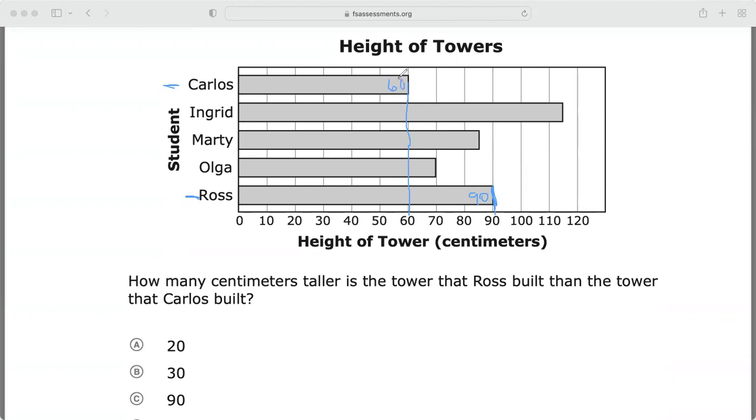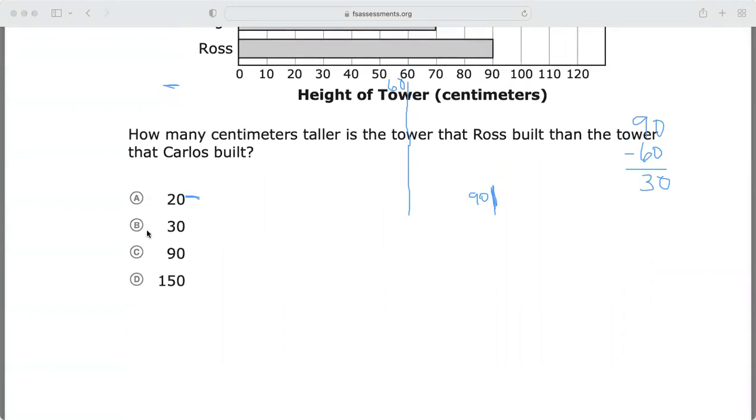So what is the difference? 90 minus 60 is 30. So that would be answer choice B.